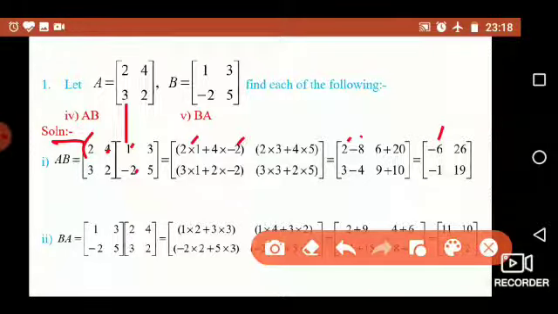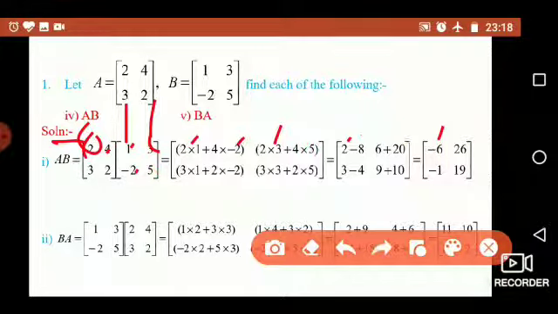Similarly, the same row with the second column: 2 into 3, and 4 into 5. Therefore, 2 threes are 6 and 4 fives are 20. The sum of these two is equal to 26.